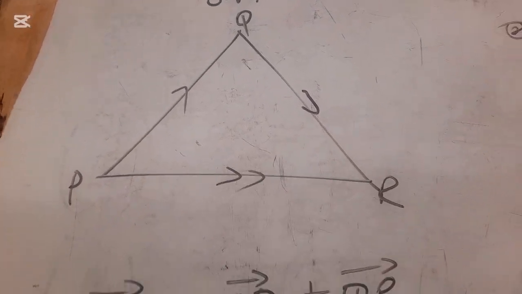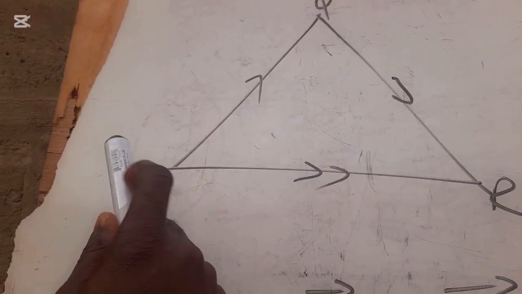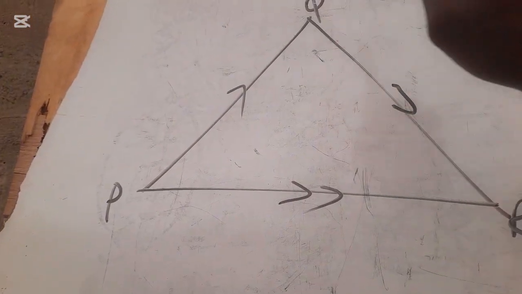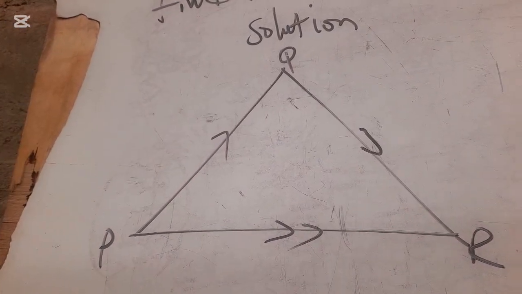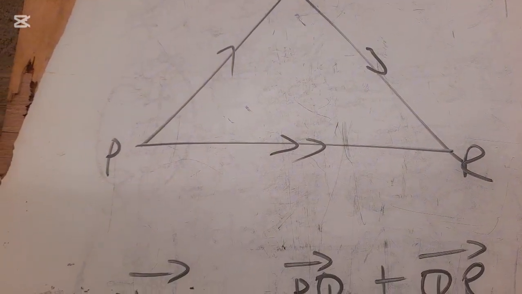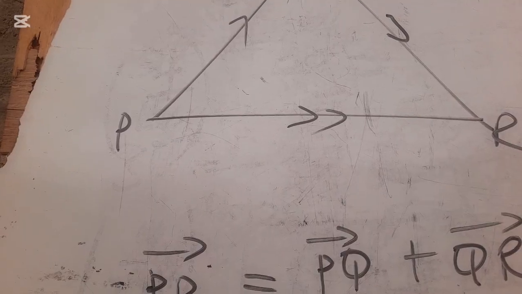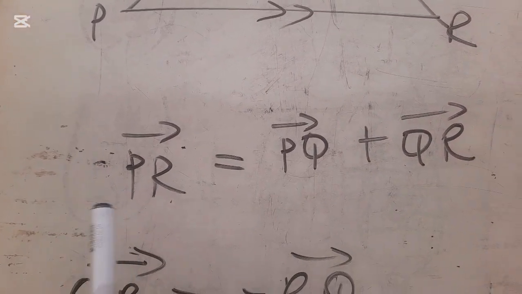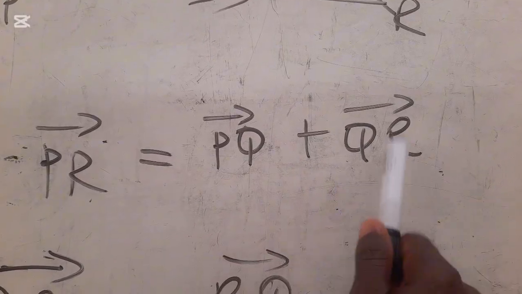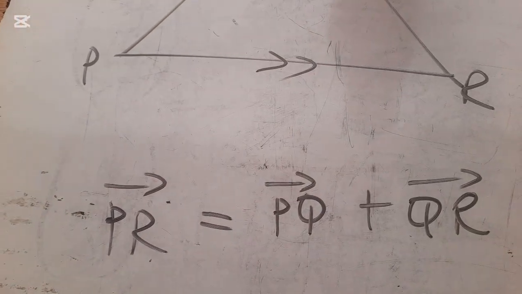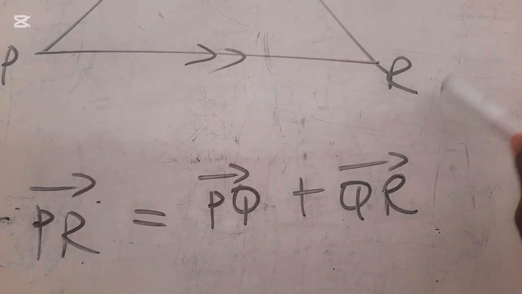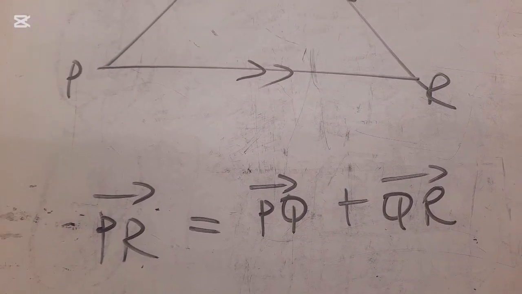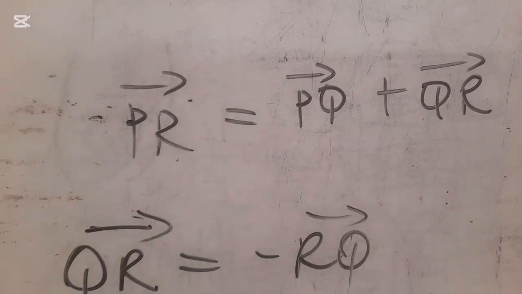So you draw the diagram. For you to move from P to R, you can move from P to Q and Q to R. That is the triangle law of vector addition. How do you write that? The resultant vector PR is equal to PQ plus QR. The ending of one vector should be the beginning of another vector before you can add the vectors. If not so, then you have to do other operations.